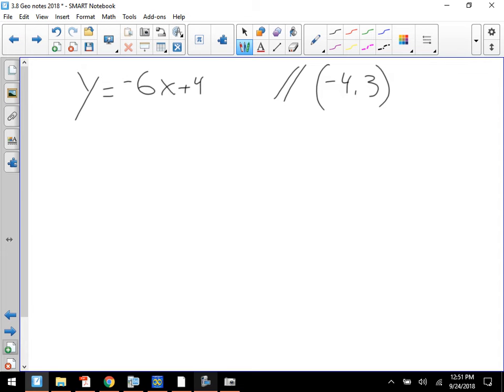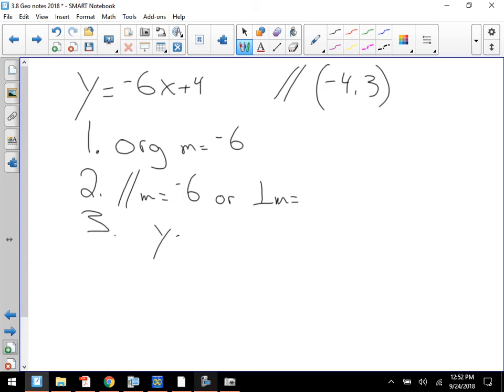Maybe someday I'll aspire to become sophisticated, but no. So again, very first thing you're going to do is write down what the original slope is. What is the original slope here, guys? -6. Okay. What kind of problem? Is it parallel or perpendicular? Parallel. So what's parallel to -6? -6.